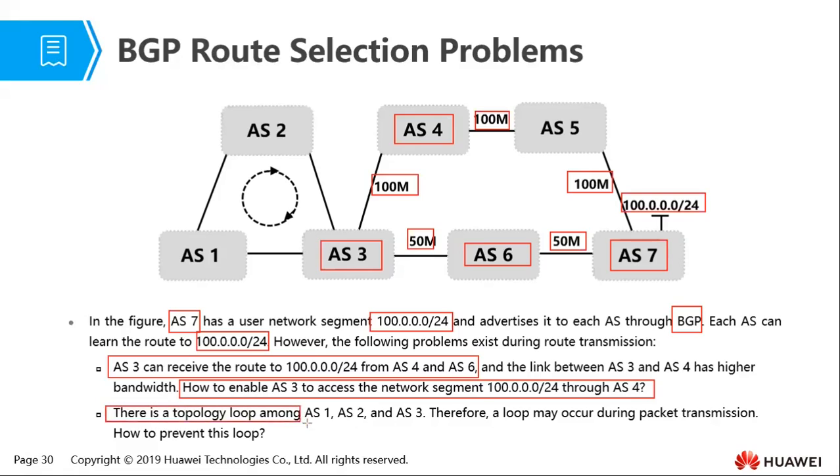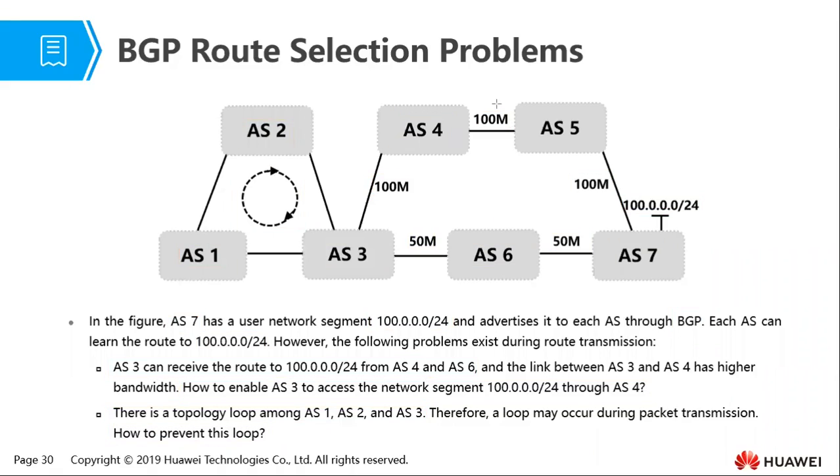Now, the other problem is there's a loop. There is a topology loop among AS1, AS2, and AS3. So therefore, a loop may occur during packet transmission. So how do we prevent a scenario like this where a loop can occur? Again, we are going to get the answers through the BGP attributes.